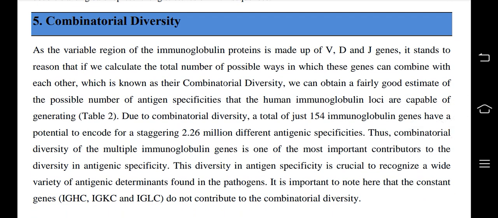Combinatorial diversity. As the variable region of the immunoglobulin protein is made up of V, D, and J genes, it stands to reason that if we calculate the total number of possible ways in which these genes can combine with each other, which is known as their combinatorial diversity, we can obtain a fairly good estimate of the possible number of antigen specificities that the human immunoglobulin loci are capable of generating.